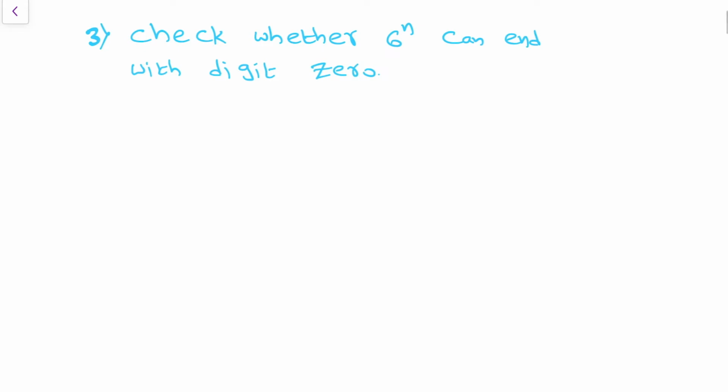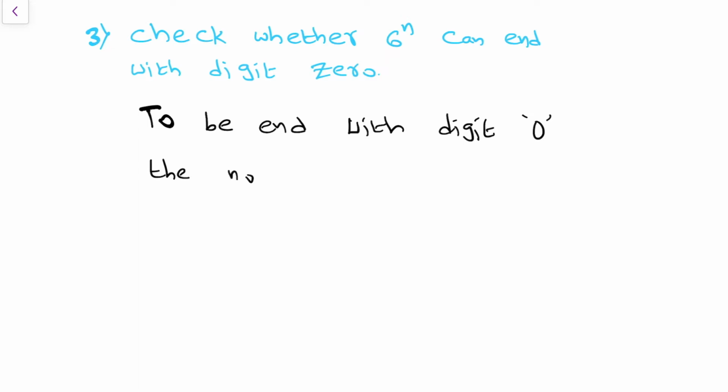Next, these kinds of questions are very important. Check whether 6 power n can end with the digit 0. So what is the logic behind this question? A small logic will be there. To end with the digit 0, the number should have 2 and 5 as prime factors.